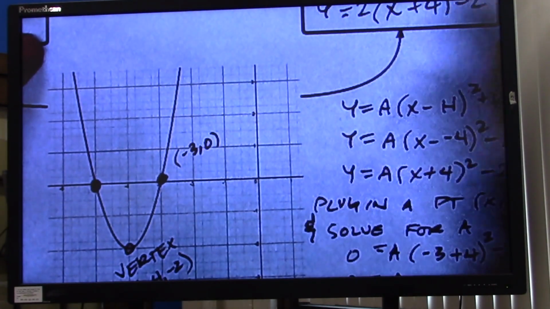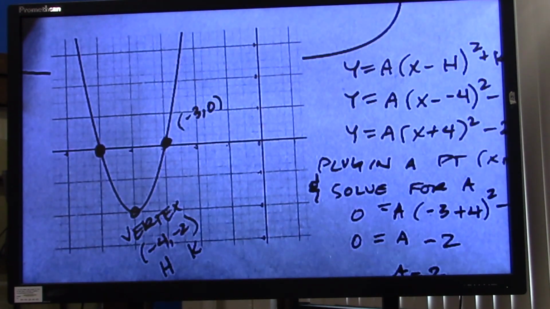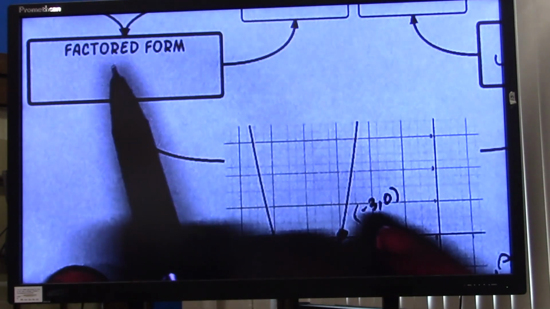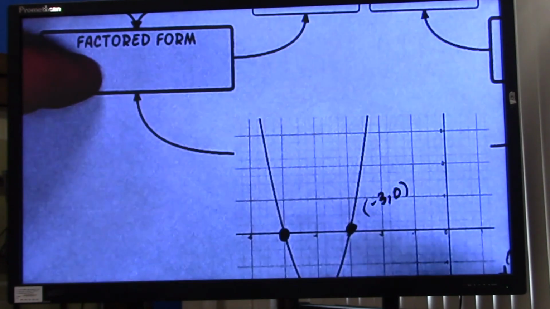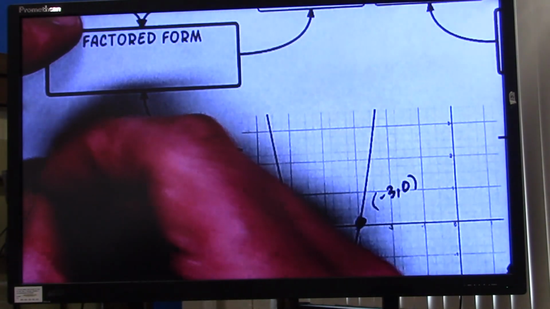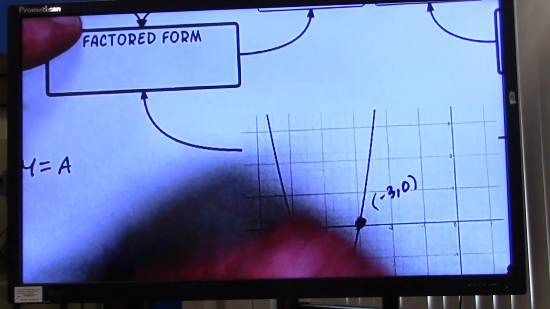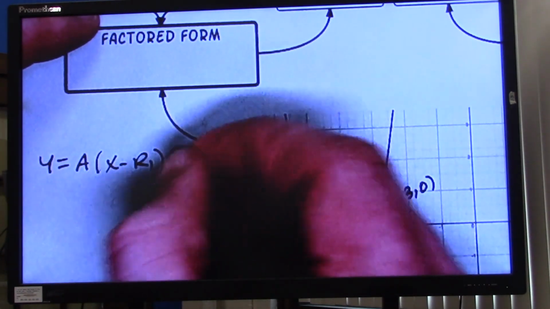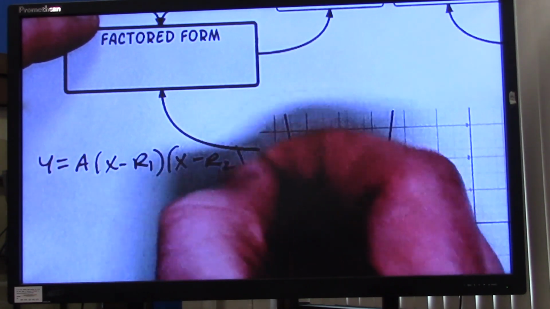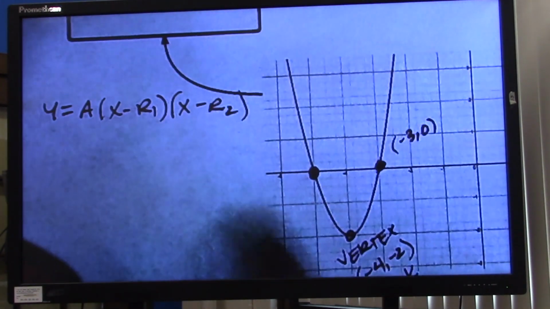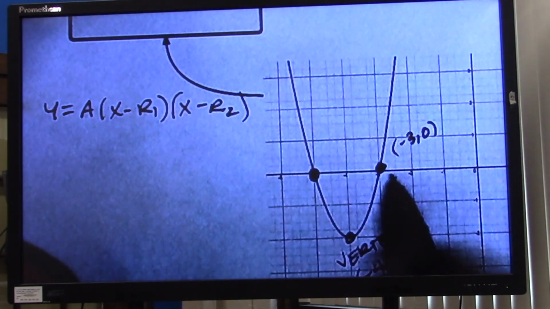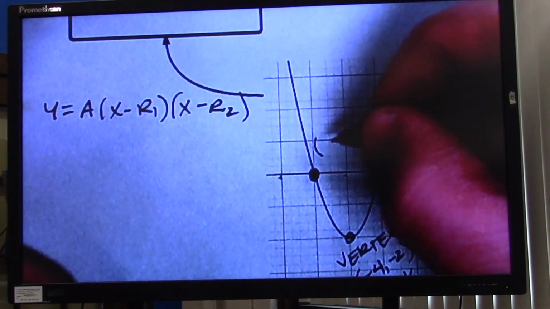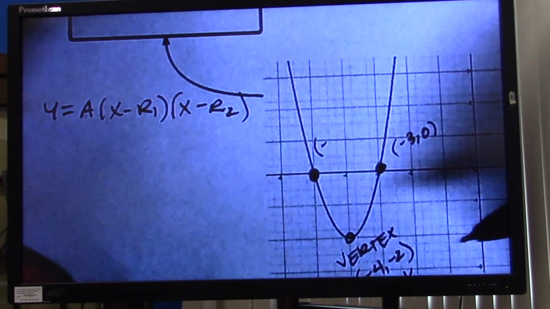Okay, now we could instead, if we didn't have that information, the vertex was too hard to find or was not available to us, we would instead have to go the other direction into factored form. Factored form requires different information. We'll go ahead and write that down too. It looks like this: y equals same a, parentheses, x minus r1, parentheses, x minus r2. And r1 and r2 refer to the other two very important points on this shape. It's where it crosses the x-axis, the roots, which is negative 5.